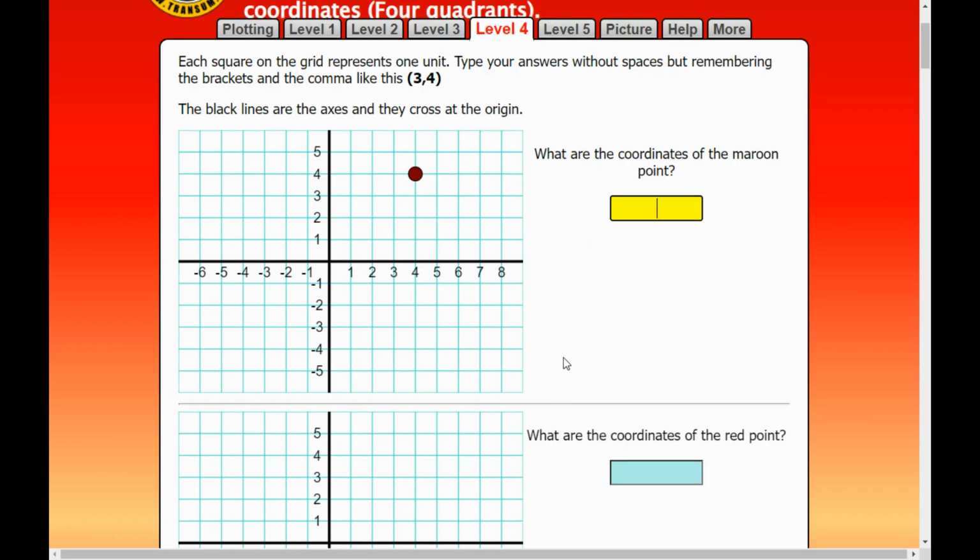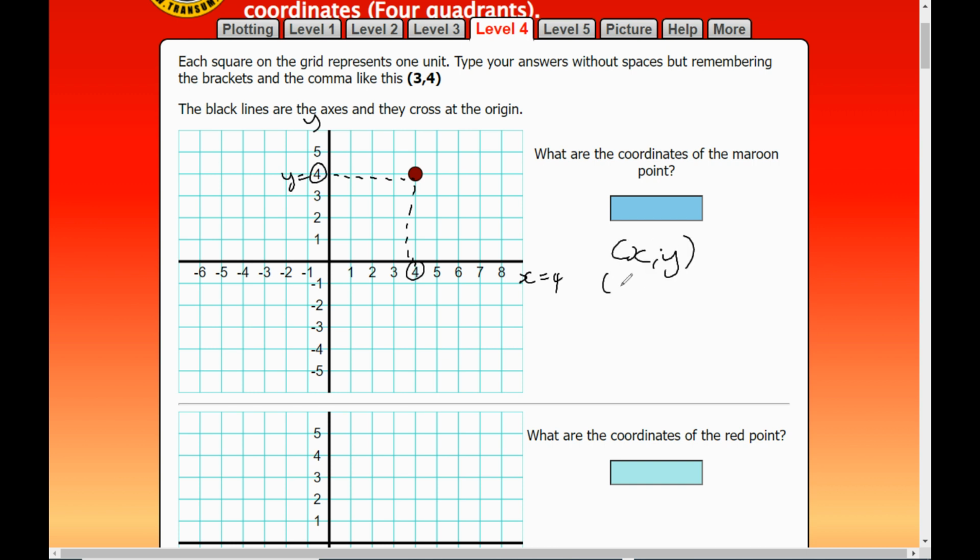Level 4 says each square on the grid represents 1 minute. Again, the black lines are the axes and they cross at the origin. Now we're going a little bit onto the negative spaces. The coordinate of the maroon point. This is my x, this is my y. In line with this, I can see y is equal to 4. And if I go down, x is equal to 4. X is equal to 4 and y is equal to 4, and my coordinate is x, y. So 4, 4. And that will be the answer for that.